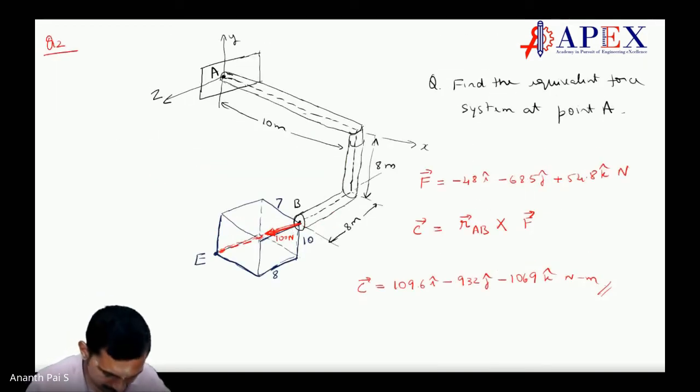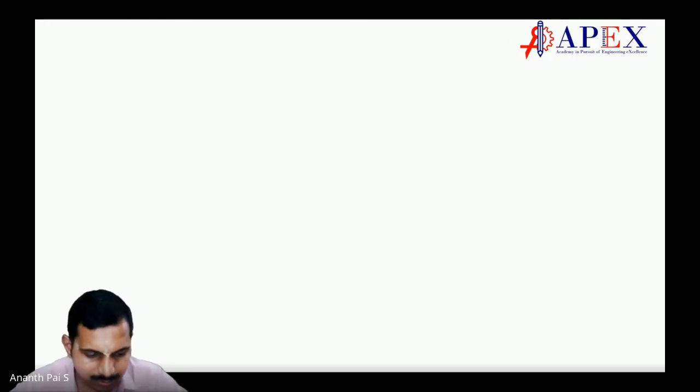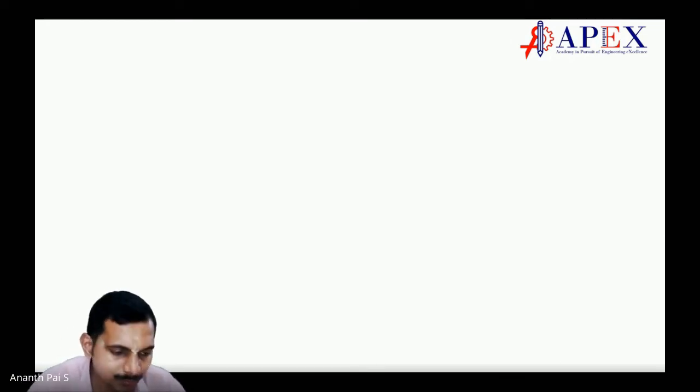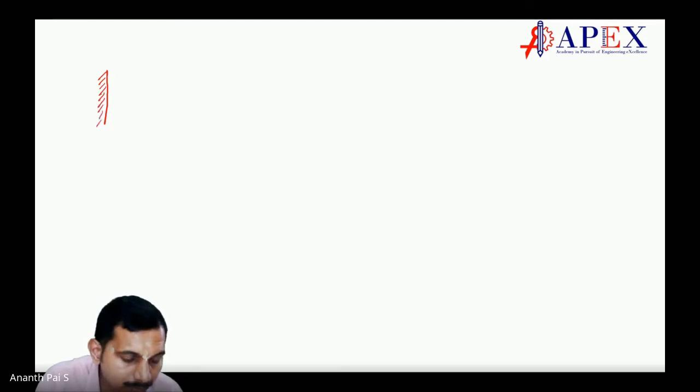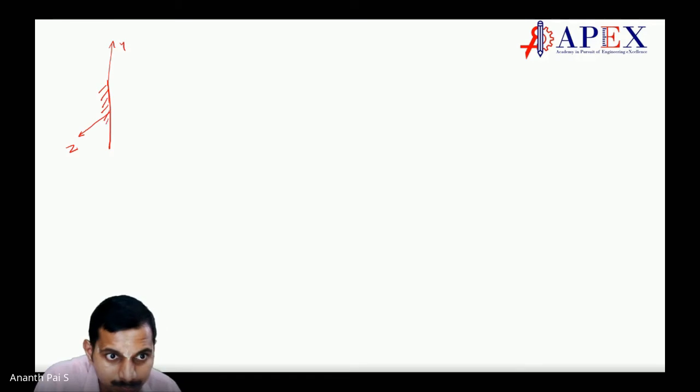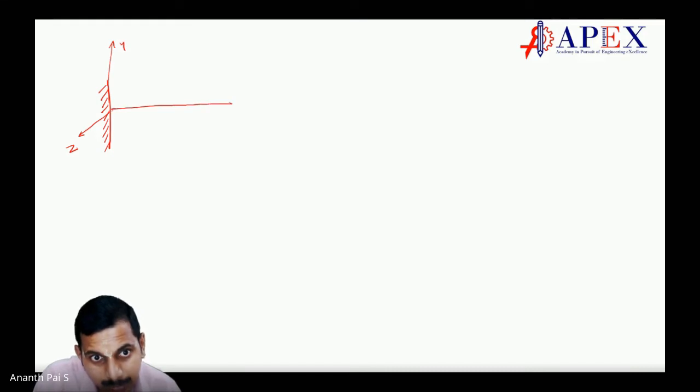Next problem is like this. Simple one, very easy one also, which comes in your syllabus. It's a beam, a fixed beam. Let us have a fixed beam, and let us say this is Z and this is Y, and this is the beam.